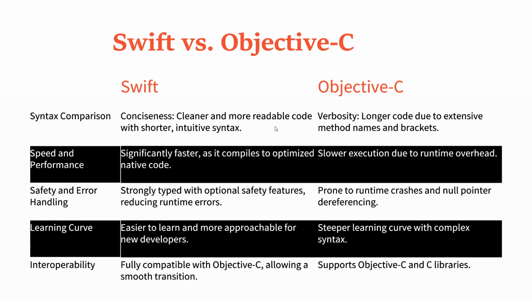Swift is easier to learn and more approachable for new developers. Objective-C has a steeper learning curve with complex syntax. Swift is fully compatible with Objective-C, allowing a smooth transition. Objective-C supports Objective-C and C libraries.